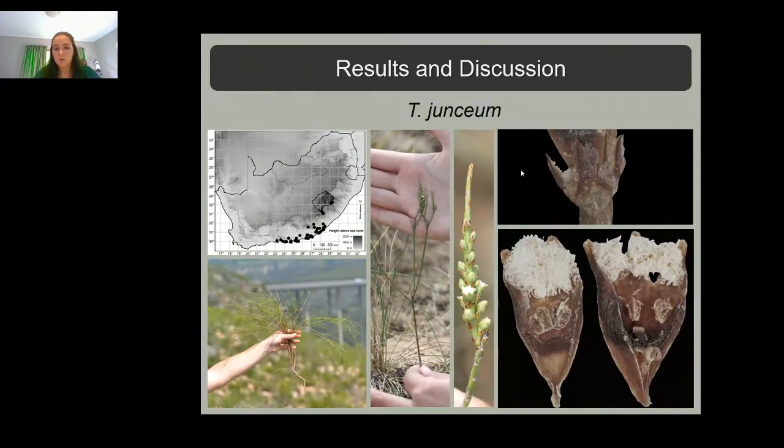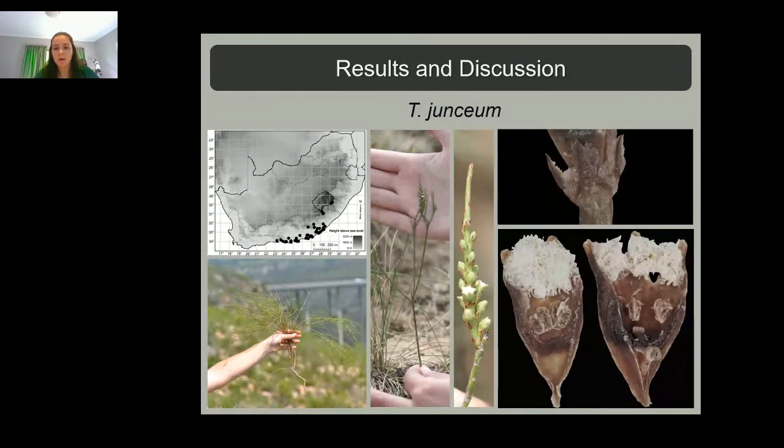Thesium juncium has the same bracts as the previous 2 species, but it's completely different in that it has this dense beard on the inside of the flowers. And it's actually the only species in this complex that has these sterile bracts, this sterile outgrowth in the inflorescence. You don't find this in any of the other species. And then you can see the distribution there.